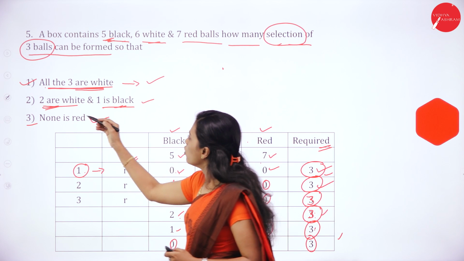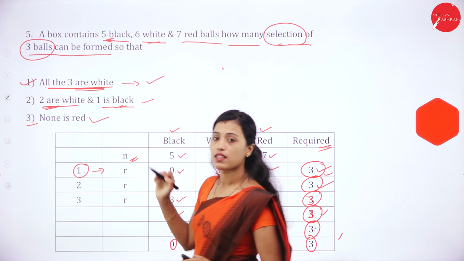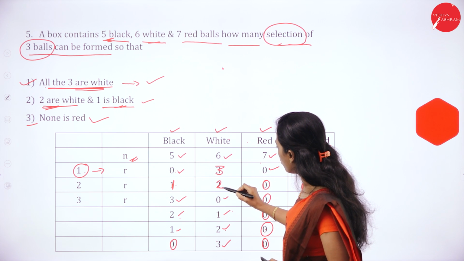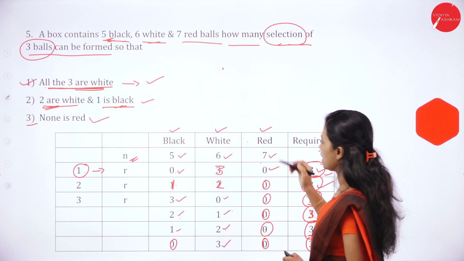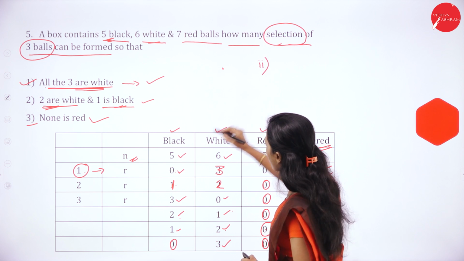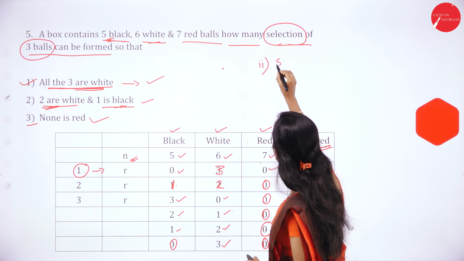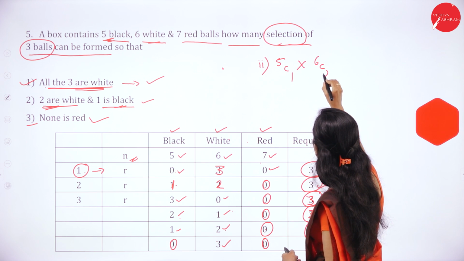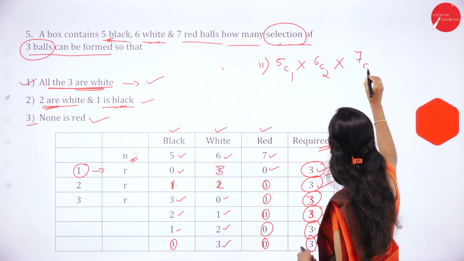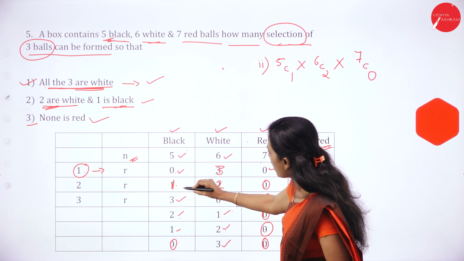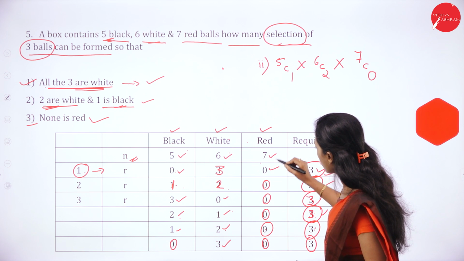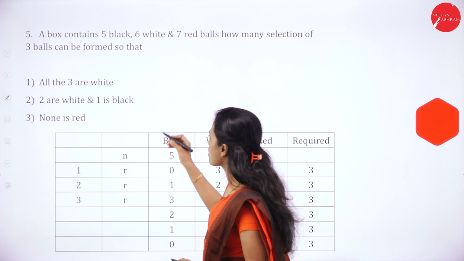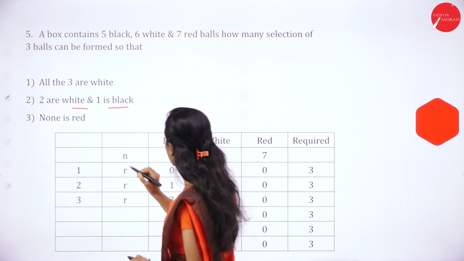The second question is 2 are white and 1 is black. 2 are white and 1 is black means 1 is black, 2 are white and red is 0. So the equation will be 5C1 into 6C2 into 7C0.